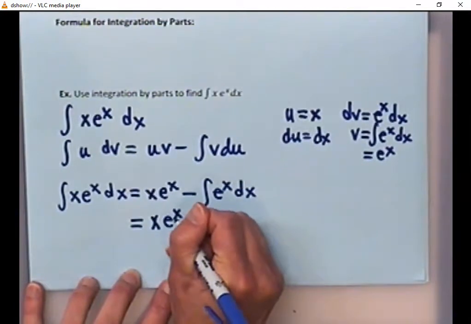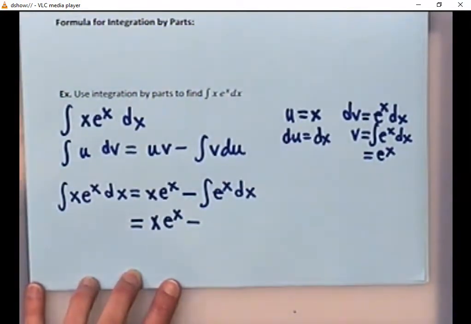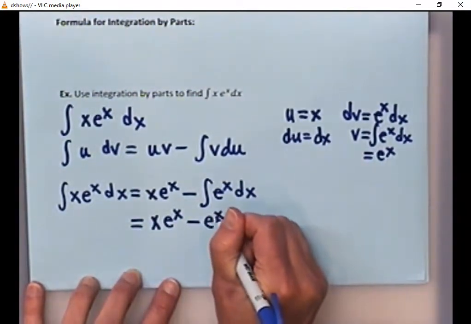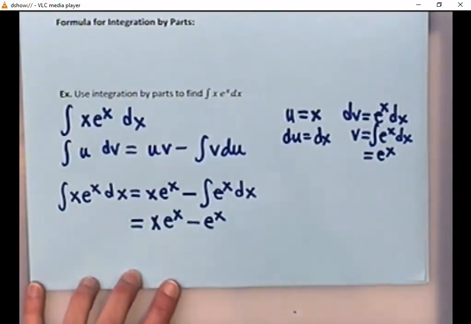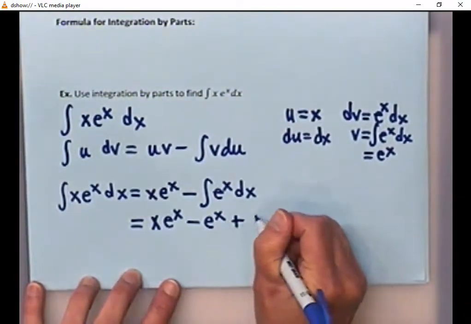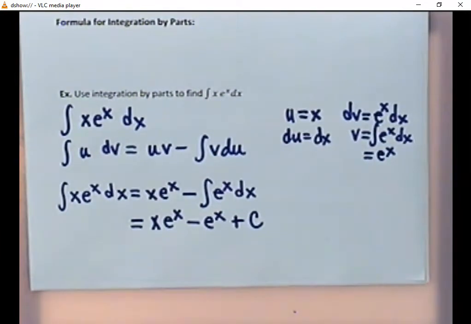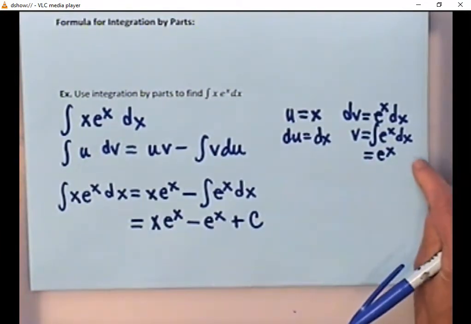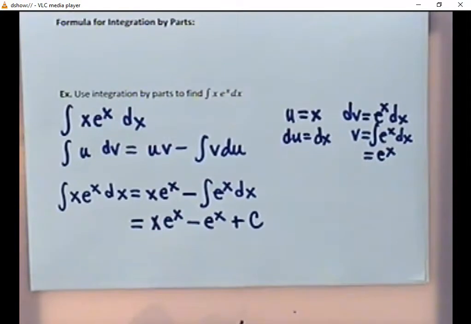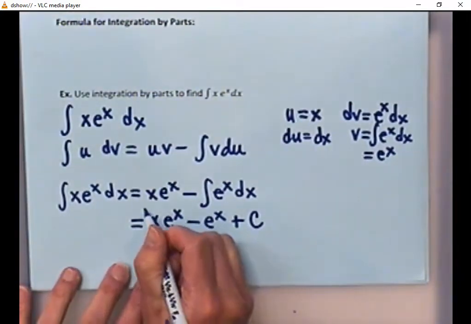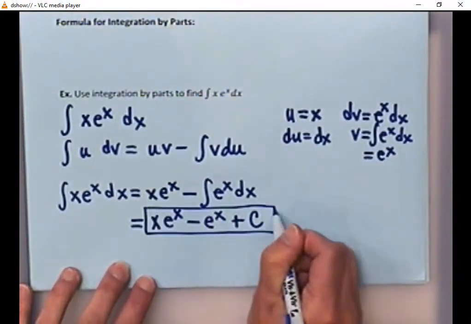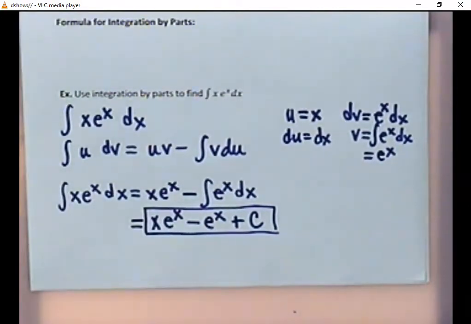So my final answer is just to integrate that piece. E to the x, the integral is e to the x. And at the very end here, on my final integration, that's when I'll add the plus c. So technically there's one here, but we just do it on our final answer. And so this is the integral of x e to the x. That's how integration by parts works.